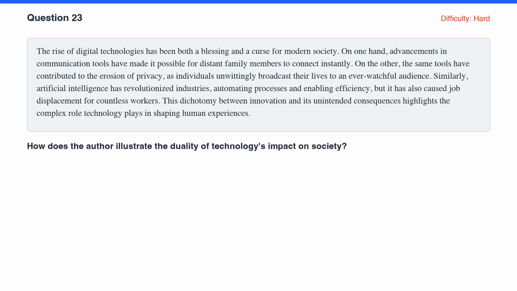Question 23 of 25, and now a hard one. This passage is titled The Duality of Technological Progress. The passage explores how digital technology has been both helpful and harmful, citing instant communication alongside privacy erosion and AI efficiency alongside job displacement. The question asks how the author illustrates this duality of technology's impact on society.